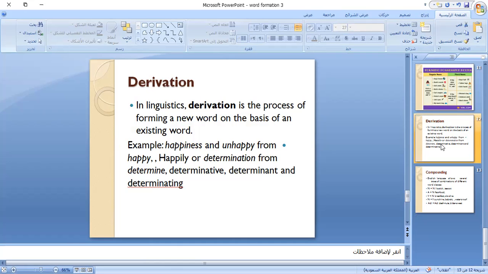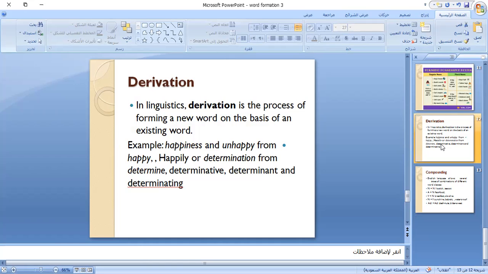It means you add, not only suffixes, sorry, you add affixes, which means prefixes, infixes, and suffixes. Now, look at the word happiness. The original word is happy. Look, how many words can we make from it? Happiness becomes a noun. It is related to the same meaning, the same original word, but the meaning is modified. Happiness is different from happy. Happy is an adjective and happiness is a noun.